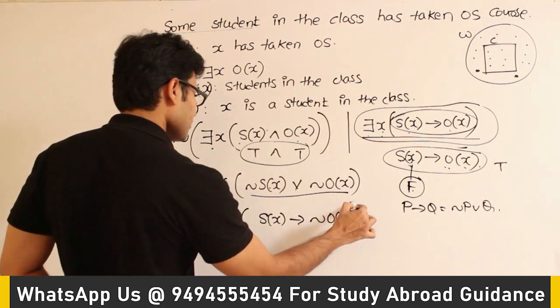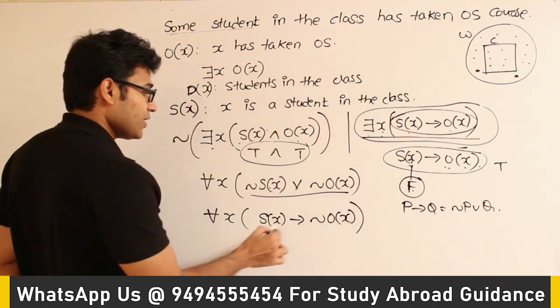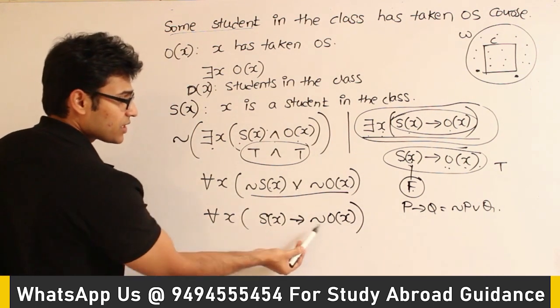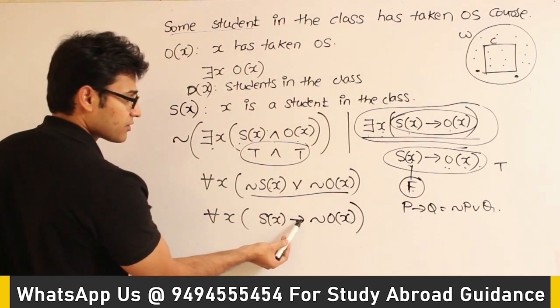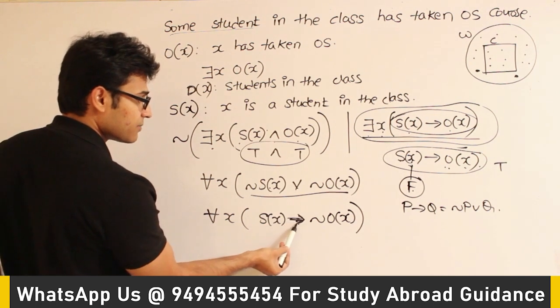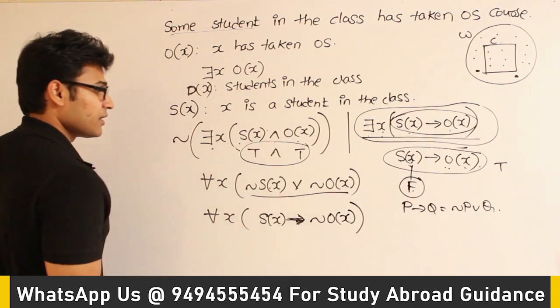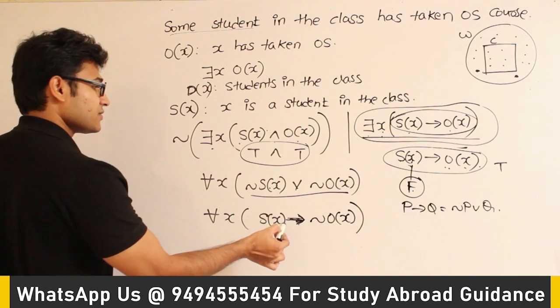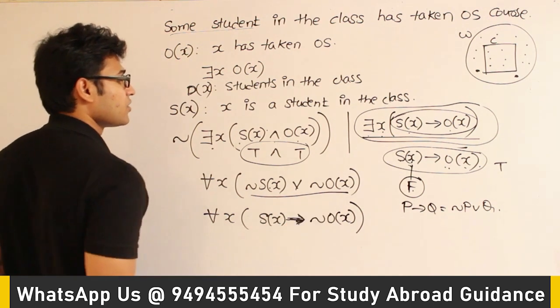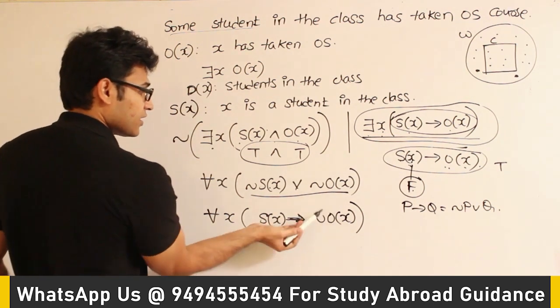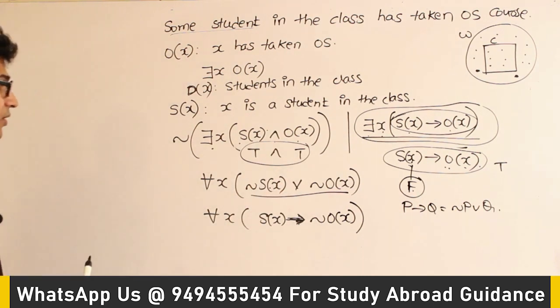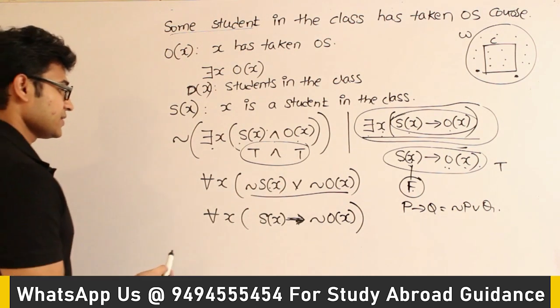If you are not able to see it, you can see the reverse way. You try to convert it using or, eliminating the implies. Then what do you get? Negation of S of x or negation of O of x, isn't it? If you convert it, you are going to get it. Okay, now try to understand this one.